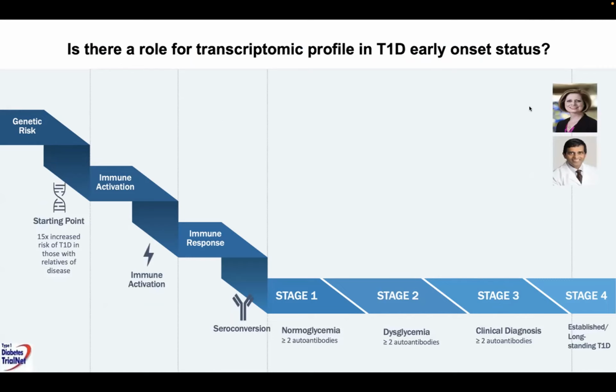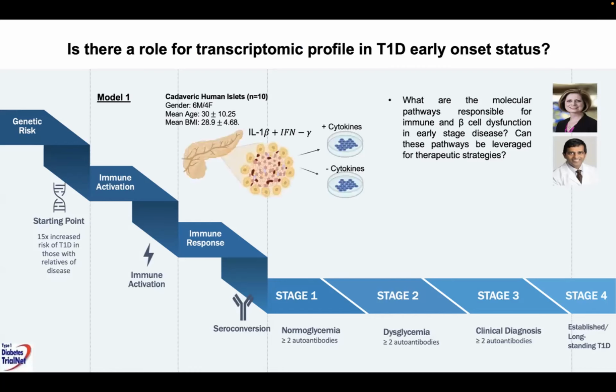We asked the question, is there a role for the transcriptomic profile in T1D early onset status? To answer this question, Dr. Iván Molina and Dr. Mimra utilized 2 models. In the first model, we treat human islets with interleukin-1 beta and interferon gamma for 24 hours to mimic the early stage of the disease. The purpose of this model is to ask what the molecular pathways responsible for immune and beta cell dysfunction in early stage disease are, and whether these pathways can be further leveraged for therapeutic strategy.